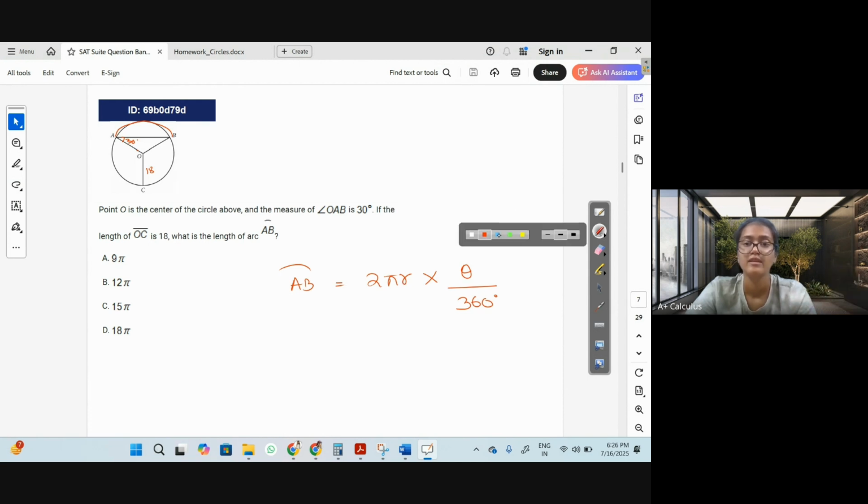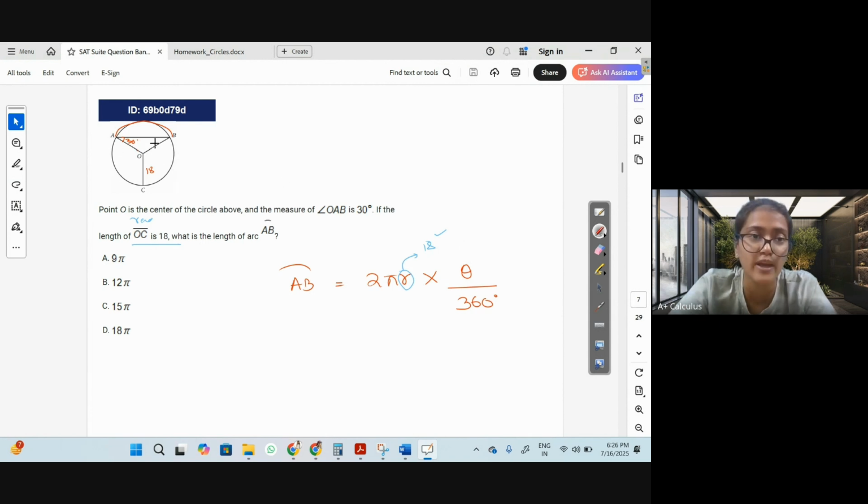Yes. So this OC is actually the radius because O is the center of the circle. So we have the radius, which is 18. And do we have the angle theta? No. But if you see the triangle OAB, that's an isosceles triangle because OA is a radius and OB is a radius. All radii measure the same, so OA and OB measure the same. So this will be 18, this will be 18.